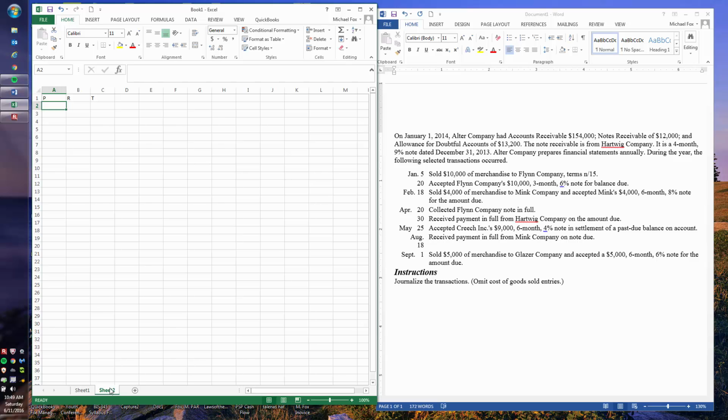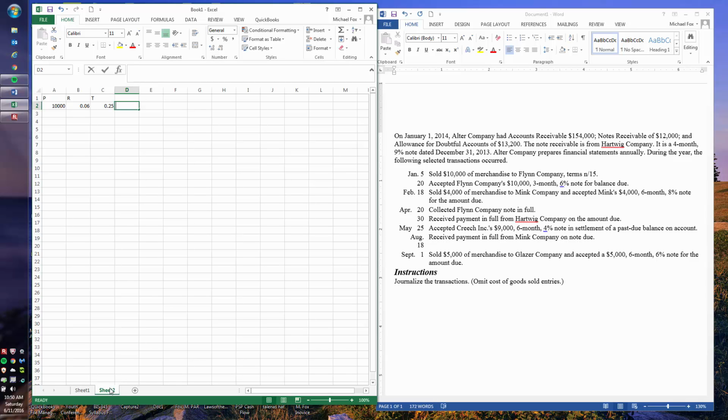So the principal on the note, or the face amount, is $10,000. The rate was 6%. And the time we always express in years because the rate is an annualized rate. So if it's a 3-month note, then this is going to be 3 over 12, or 0.25.